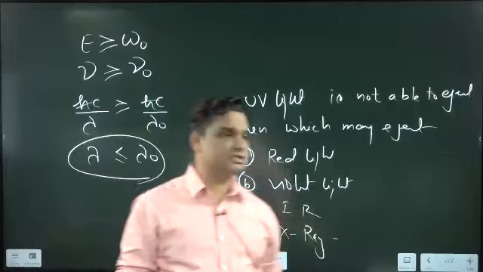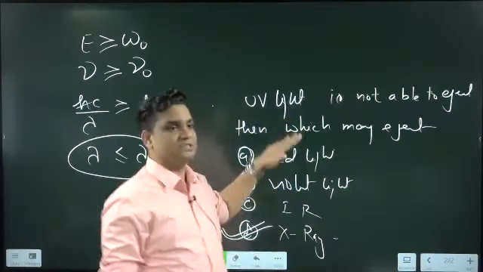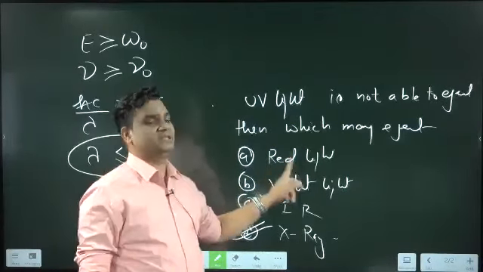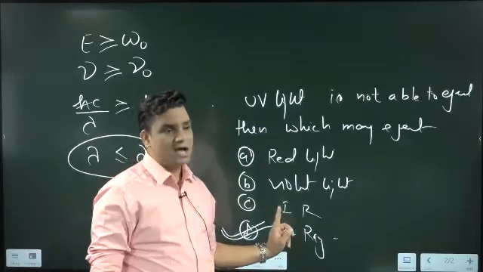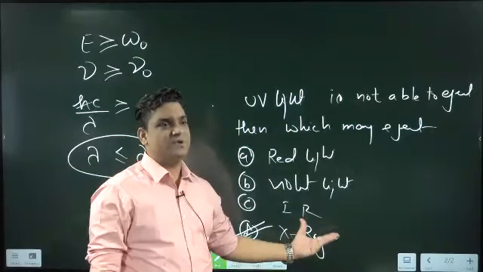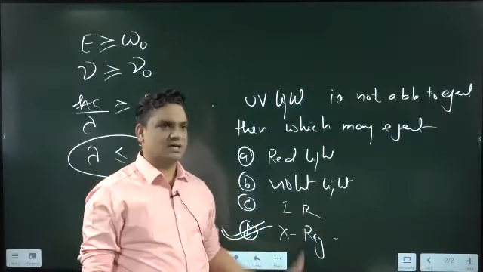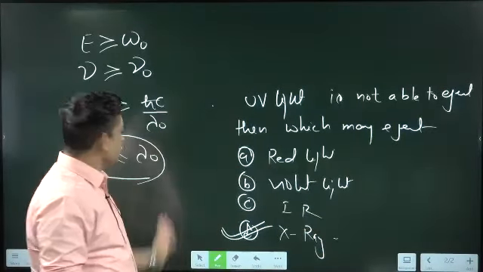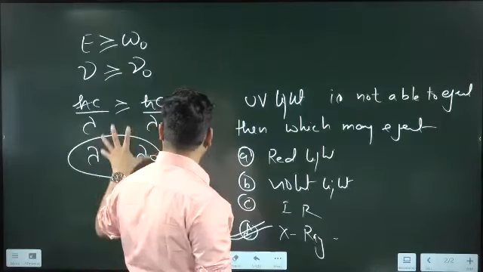We are not 100% sure. Well, out of these four options, one should be correct here. We know red cannot eject, violet cannot eject, and IR cannot eject. So X-ray can be used for ejection, even if we are not sure about this. Clear? Now, what will be the numerical question on this parameter?